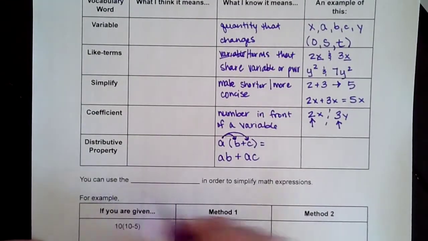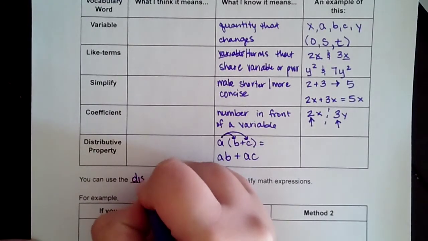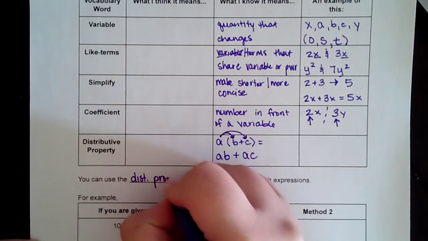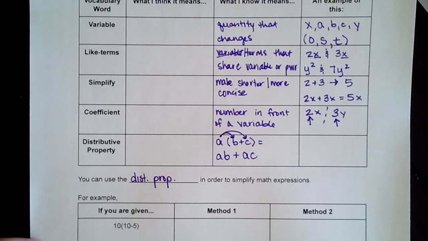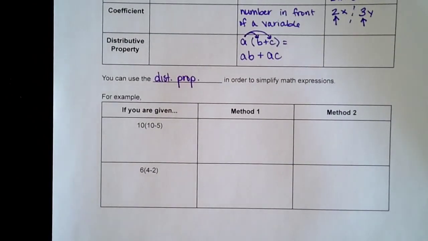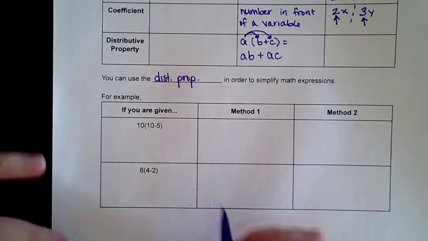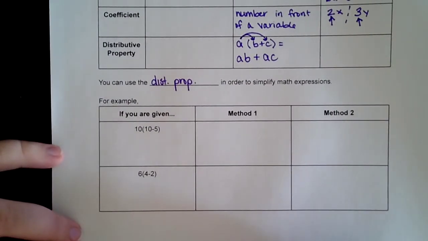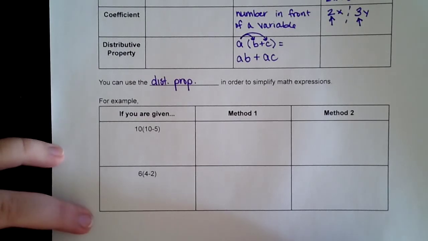So we can use the distributive property in order to simplify math expressions. I've given you 2 at the bottom here with only numbers. However, I'm going to warn you in advance, this isn't what we tend to use the distributive property for. However, I want to show you this because it's easy to prove that the distributive property works.